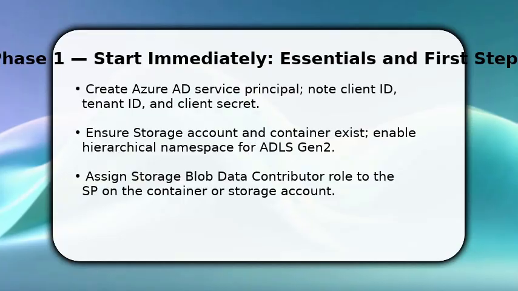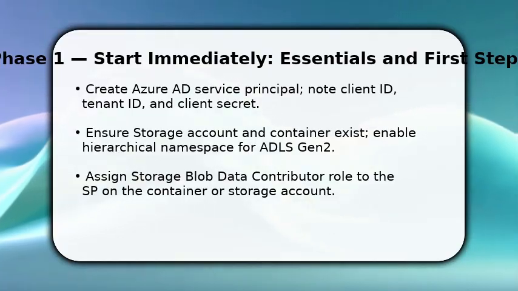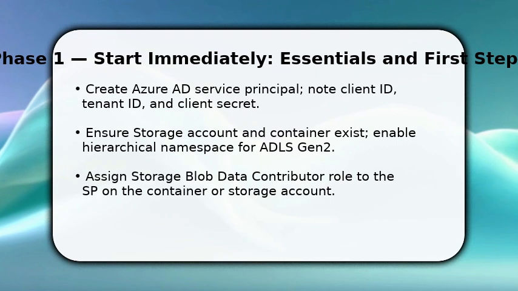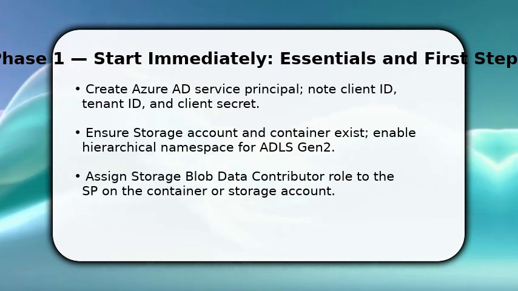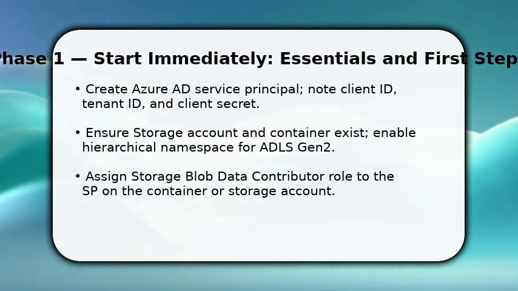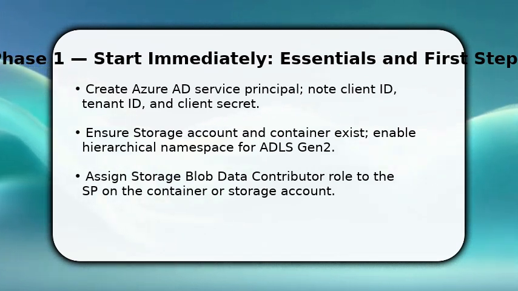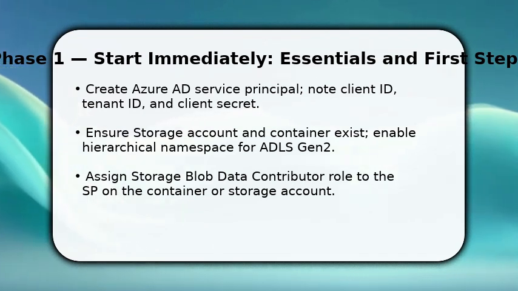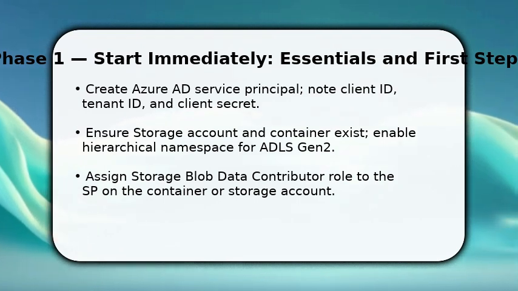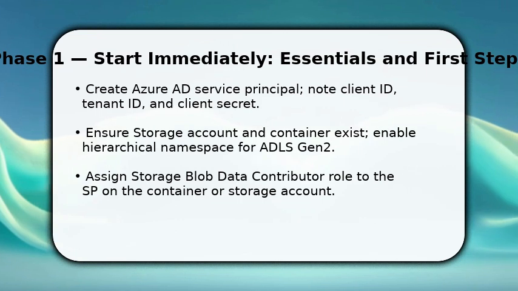Enjoy the video. You start by preparing credentials and resources. Create an Azure AD service principal and record the client ID, tenant ID, and client secret. Make sure your ADLS Gen2 storage account has a container and hierarchical namespace enabled, because Databricks requires it for abfss access. Assign the Storage Blob Data Contributor role to the service principal on either the container or the whole storage account. Once done, you have everything to configure Databricks: secrets, configs, and the exact mount path you will use.